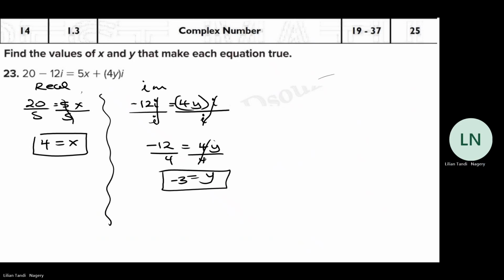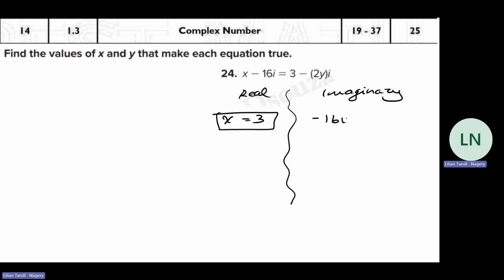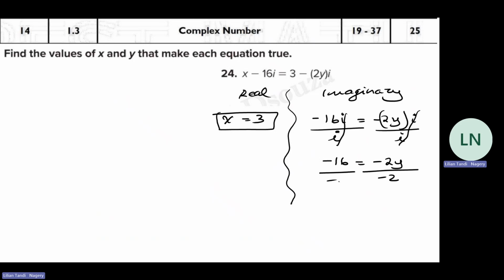Same thing here. You do real, you do imaginary. x equals 3. What's your answer? Negative 16i equals negative 2yi. Divide by i, it goes away. Negative 16 equals negative 2y. Divide by negative 2, divide by negative 2. y is 8.